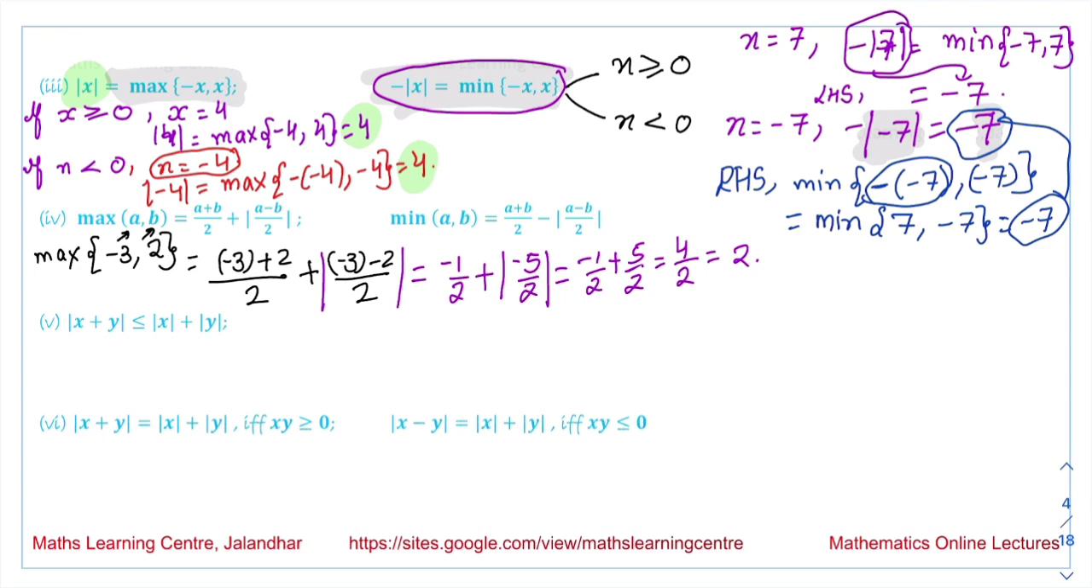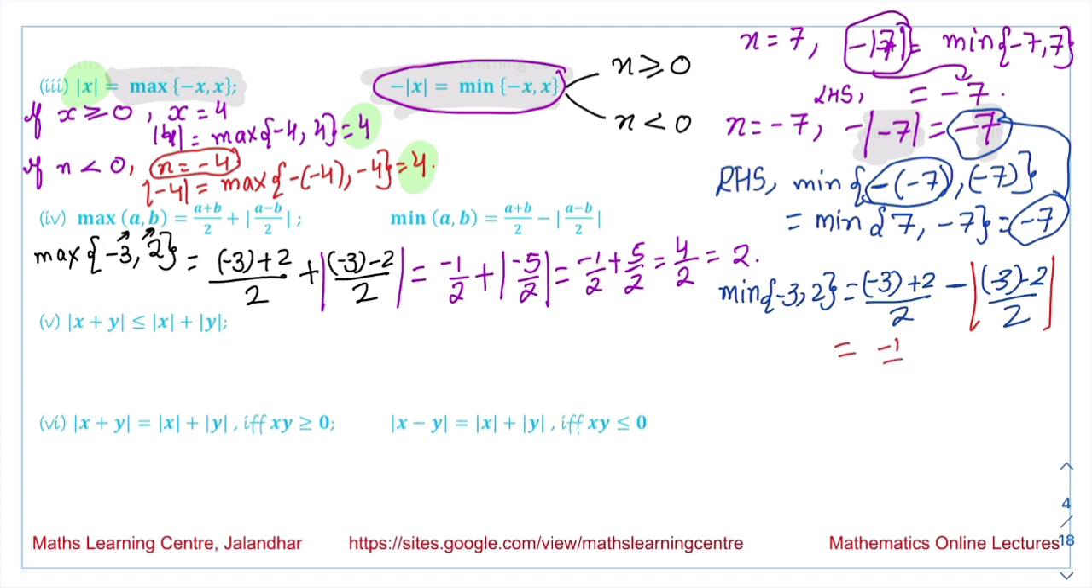2. Now if we have to calculate the minimum of both these values, when we are calculating the minimum of minus 3 and 2, the formula is (A plus B)/2 minus |A minus B|/2, that is (minus 3 plus 2)/2 minus |minus 3 minus 2|/2, and again it is mod over here. So on solving this, we will get minus 1 by 2 minus this value we have, 5 by 2, that is equal to minus 6 by 2, that is equal to minus 3. So this is the minimum value, minus 3.